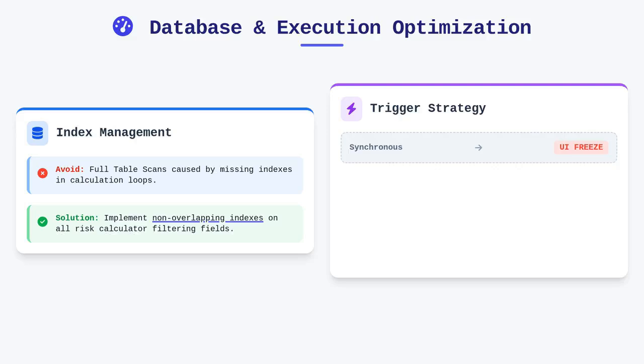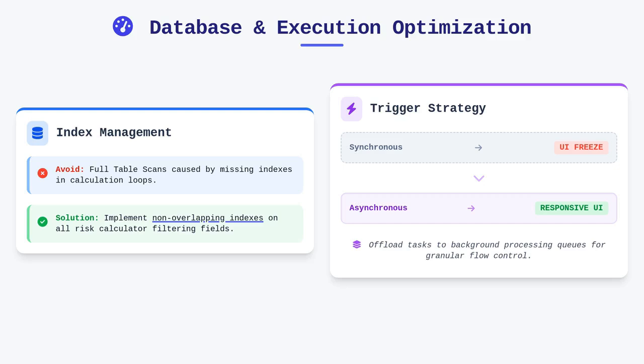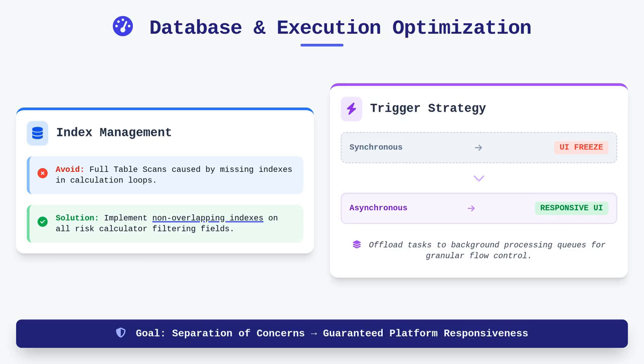Synchronous triggers pause the user interface, which is rarely acceptable during massive update waves in a production environment. By offloading these tasks to asynchronous workers via the platform's background processing queues, we can govern the flow of work more granularly. This separation of concerns ensures that the platform remains responsive regardless of the ongoing volume of risk calculations.